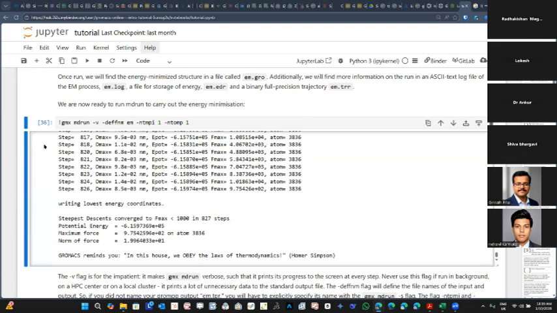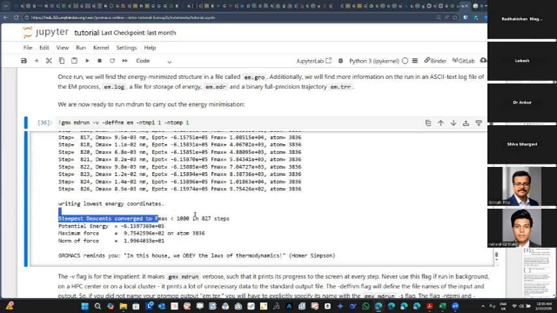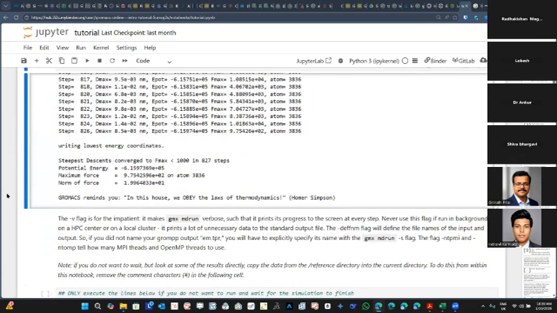So now you can see it as completed. It is showing the potential energy, maximum force, and other parameters, and it has stopped within 827 steps because it converged to the force which I have given as maximum, 1000. By default it is 1000 anyway.